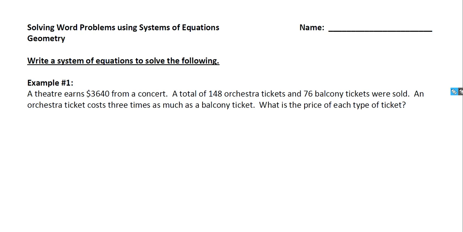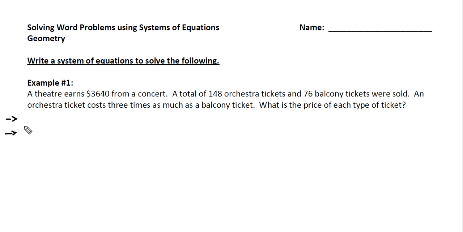So in example 1, we have a theater earns $3,640 from a concert. A total of 148 orchestra tickets and 76 balcony tickets were sold. An orchestra ticket costs 3 times as much as a balcony ticket. What is the price of each type of ticket? Now, when we're talking about systems of equations here, usually in these problems, we're going to have 2 different equations. We're going to have equation 1 and equation 2.